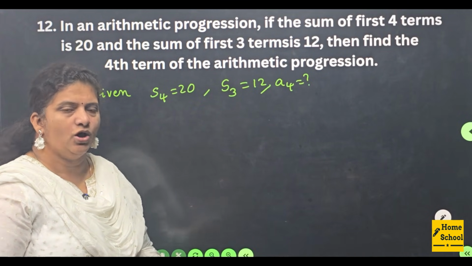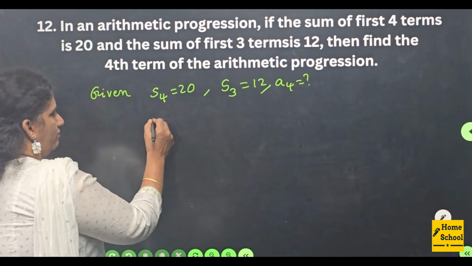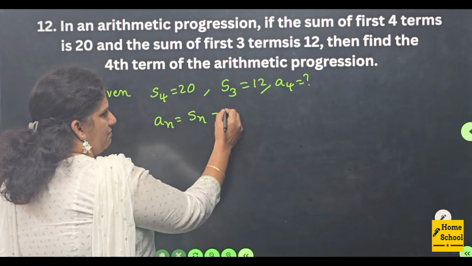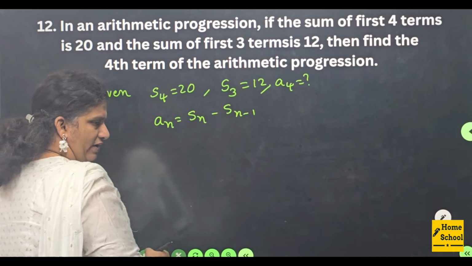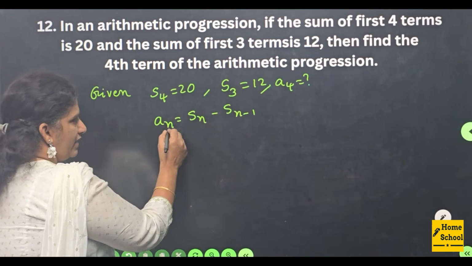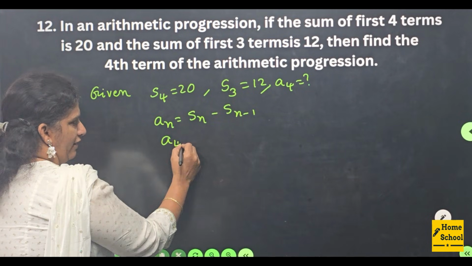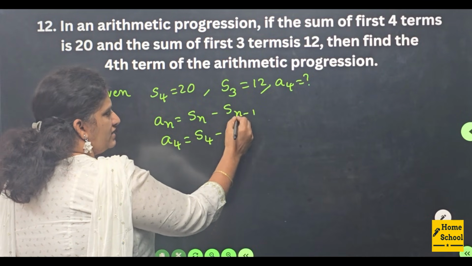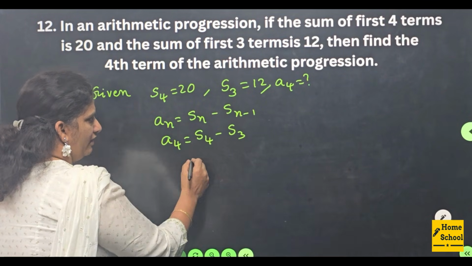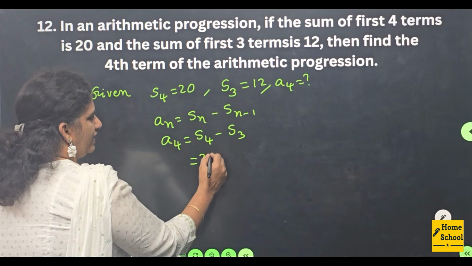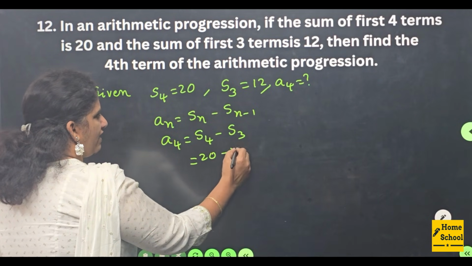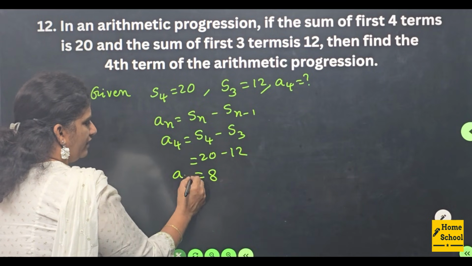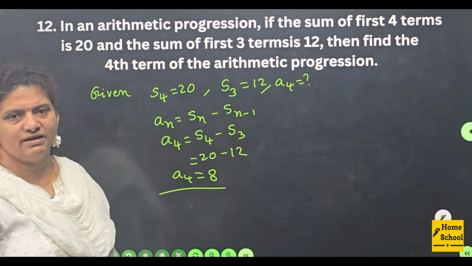Directly we can say, or else you can use a formula. An is equal to Sn minus Sn minus 1. That is, if I need the fourth term, A4 is equal to S4 minus S3. S4 value is 20. S3 value is 12. 20 minus 12, it will be 8. Therefore, the fourth term is 8.